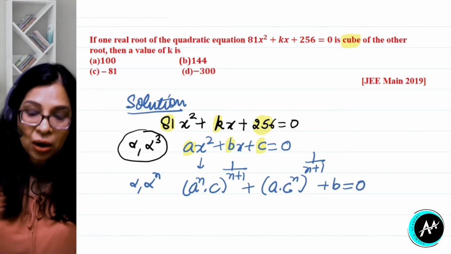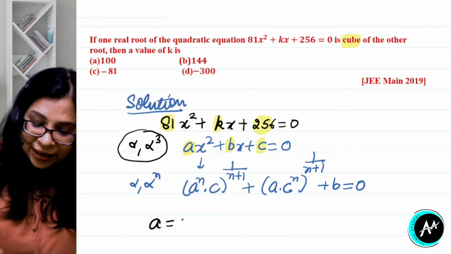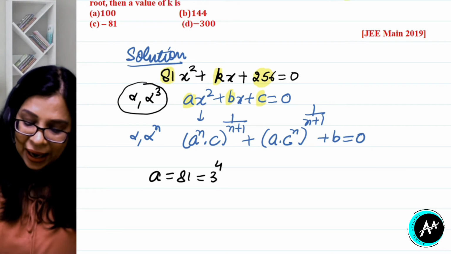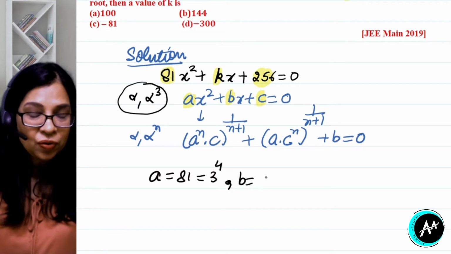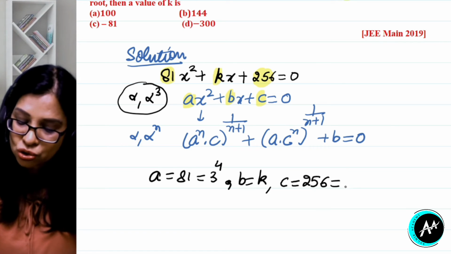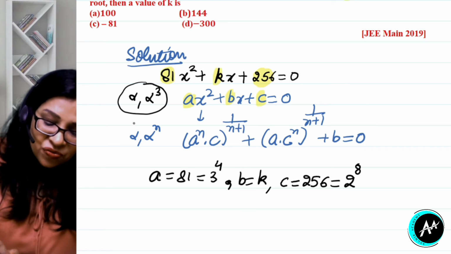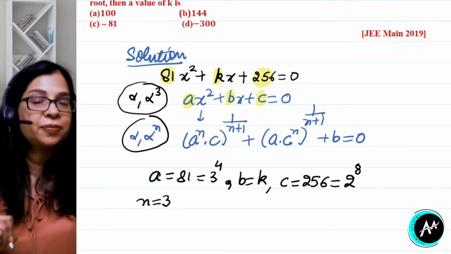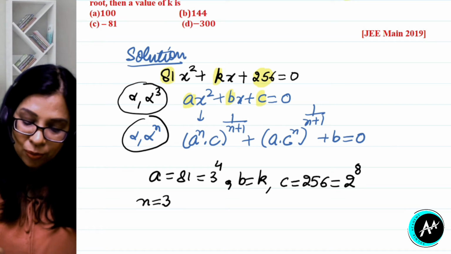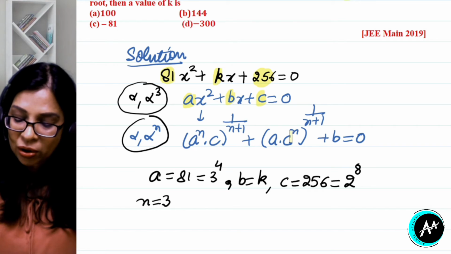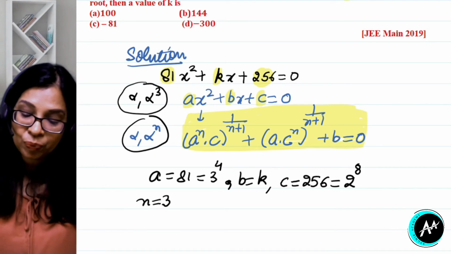So A I have as 81, which is 3 raised by 4. Then I have B equal to k, and then C is 256. What is 256? 2 raised by 8. And since one root is cube of the other, I have n equal to 3. Now all these things I am going to put in this condition. We will use this condition directly and you will see it will give us the value of k directly. Let's put the values.